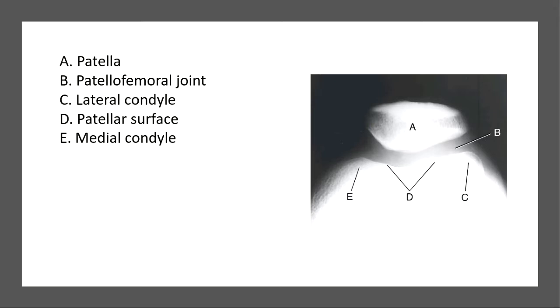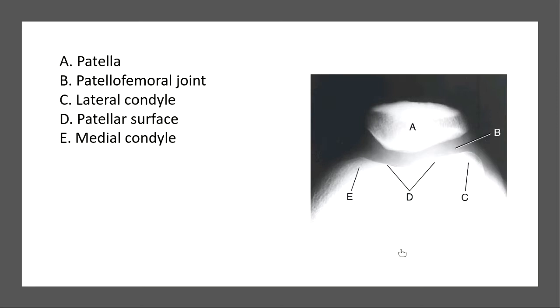All right, now we'll look at the patella and the actual knee joint and the space in between there. So letter A, this represents the patella. B is the patellofemoral joint, which is a really good, this is called a sunrise view, where we actually image the patella and we image the joint off of the femur. C is the lateral condyle. D P is the patellar surface of the femur, and then E is the medial condyle. So again, really good sunrise view that we have going on right there.